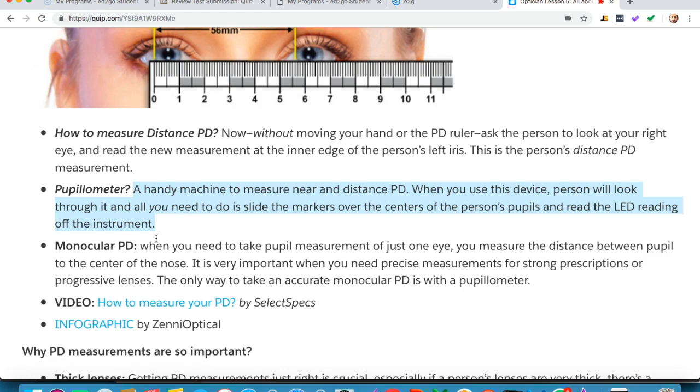Pretty easy. Monocular PD is one eye's PD. When you need to take pupil measurements of just one eye, you measure the distance between the pupil and the center of the nose. It is very important when you need precise measurements for strong prescriptions or progressive lenses. The only way to take an accurate monocular PD is with the machine and not manually.